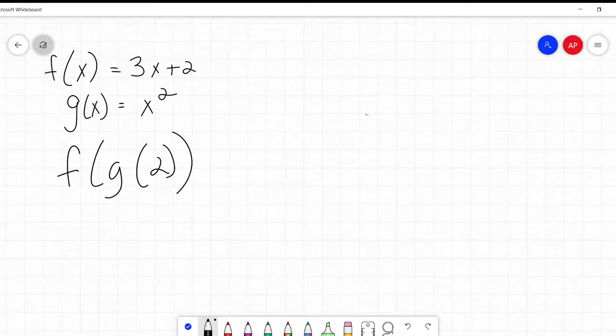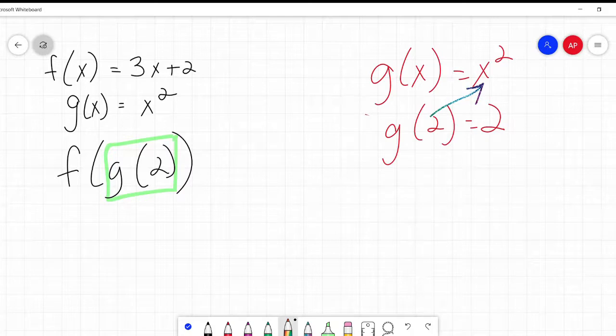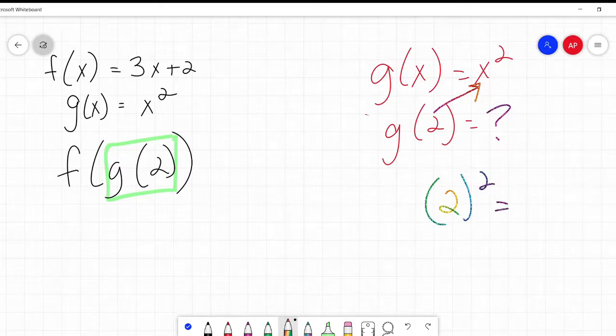Okay. Same kind of thing, same process. You take it bit by bit. You start here. What is g of 2? Well, that's our problem. It's like we were given this problem, g of x equals x squared. What is g of 2? Well, we know we plug in 2 wherever there's an x. So 2 squared equals 4. g of 2 equals 4.